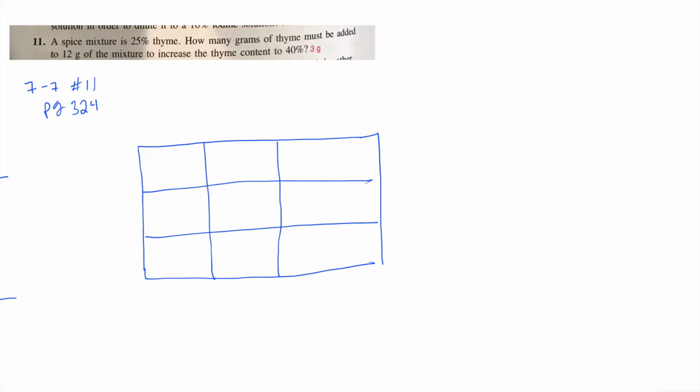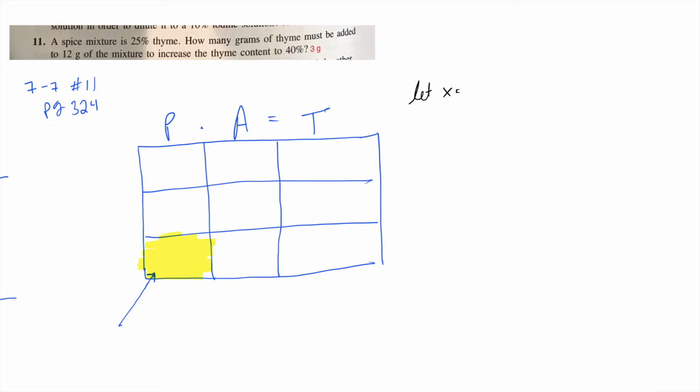Okay, so P times A equals T. And what do we know about this square right there? You don't add down to get that. All right, now what are we doing here? Oh, what do we write on the side? How many grams of thyme must be added? All right, so let X equal what?